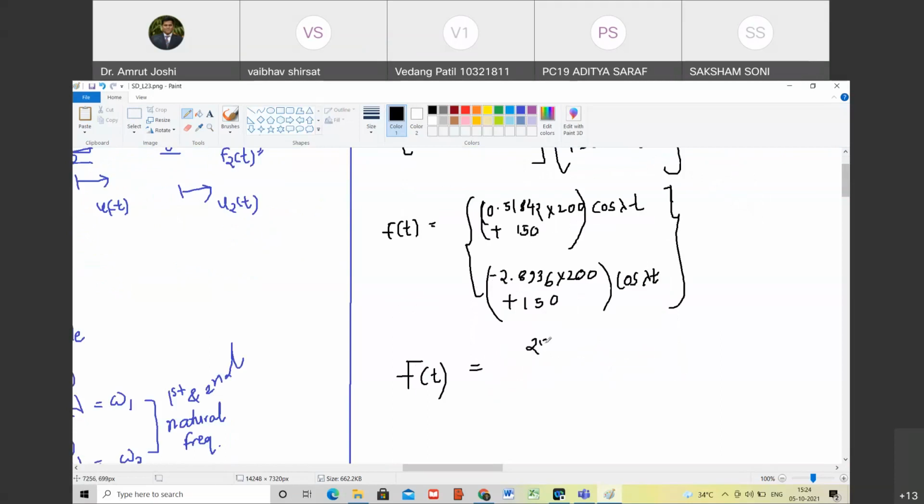253.684 cos lambda t. Happy? What is here? Minus 428.72, so 428.72 cos lambda t. Are you with me? This is f of t.